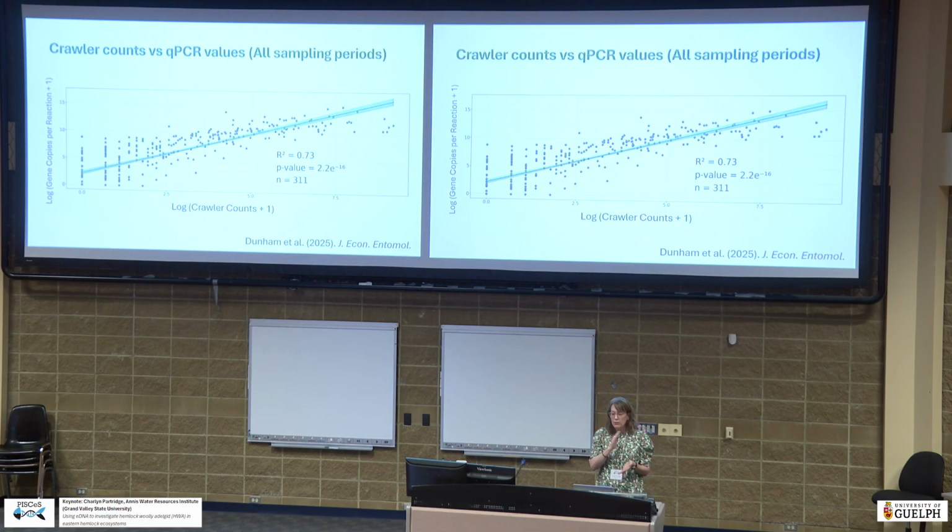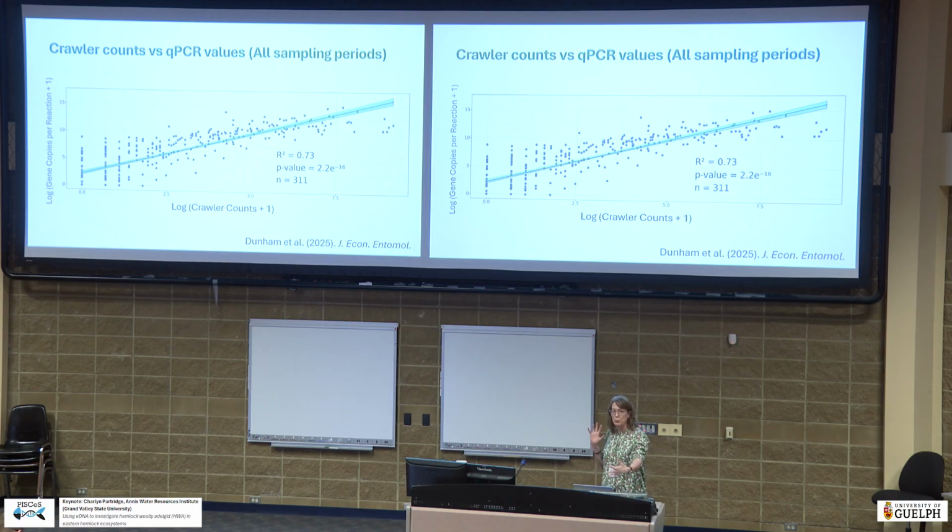And this is looking across all of those sampling periods. We had 7 sampling periods across all 9 sites. On our x-axis is the crawler count, on our y-axis is the gene copies, and we had a relatively strong relationship. If you do ecology and you get an R-squared of 0.7, you're like, I am awesome and my lab is beautiful, right? So we got a pretty good relationship when we looked across all of the sites together.